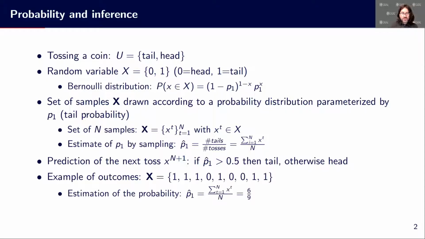As an example here, we toss the coin 9 times, and we get this set of 9 samples. We see that we have in fact 6 tails and 3 heads, and we can estimate the probability P1 hat as the sum of xt. So basically we get 6 tails over 9 tosses, and this gives us a P1 hat equal to 0.66667, or 2/3.